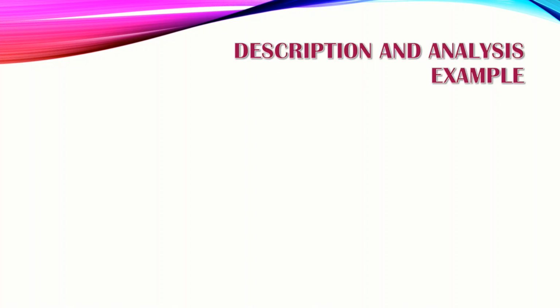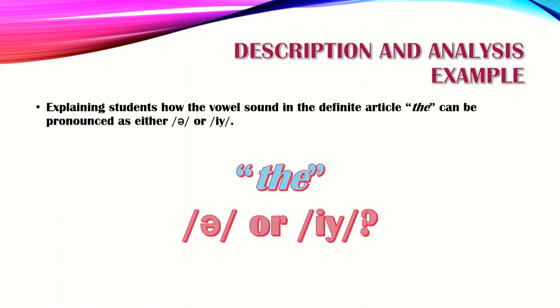An example of description and analysis could be explaining students how the vowel sound in the definite article the can be pronounced as either with a sound, the, or e sound, the.